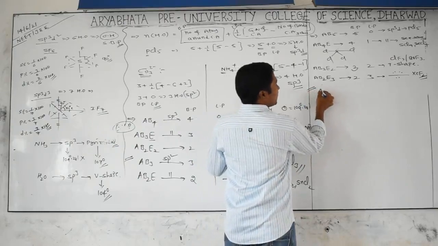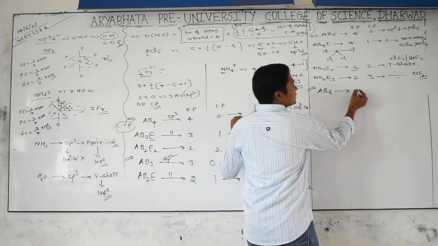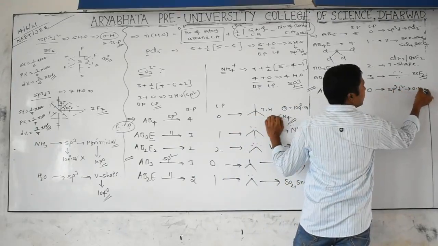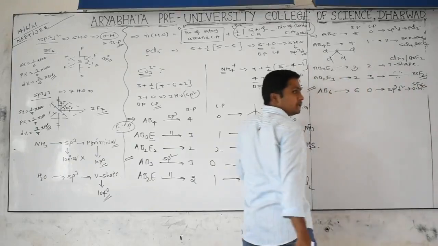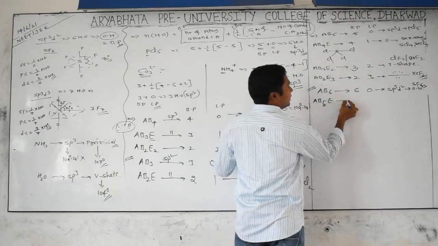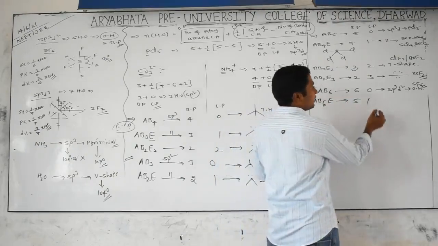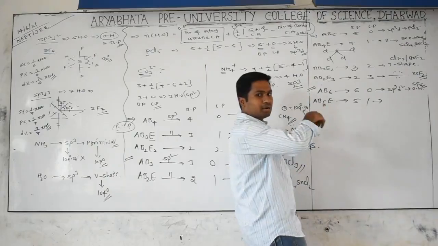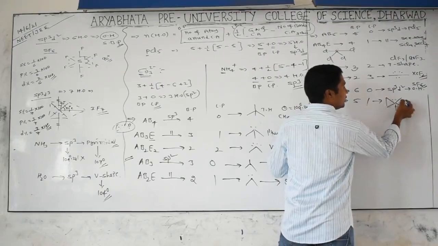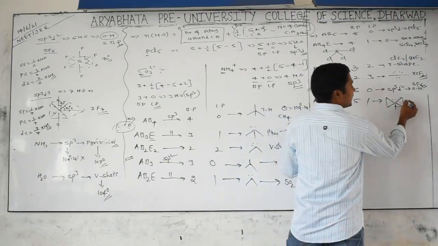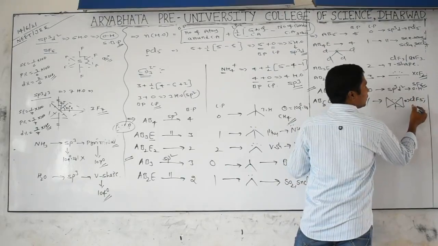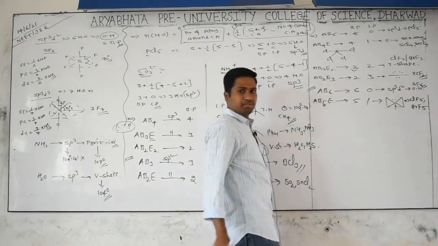And one more thing, AB6. AB6 means 6 bond pairs, 0 lone pairs, hybridization sp3d2, geometry is octahedral, the best example is SF6. And then AB5E, 5 bond pairs, 1 lone pair. The hybridization will be the same. Then what has to be cut? Cut one bond. Which shape are you getting? Square pyramidal. We can write ClF5 and BrF5 as examples for that.